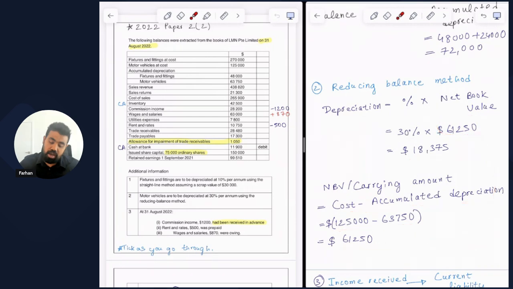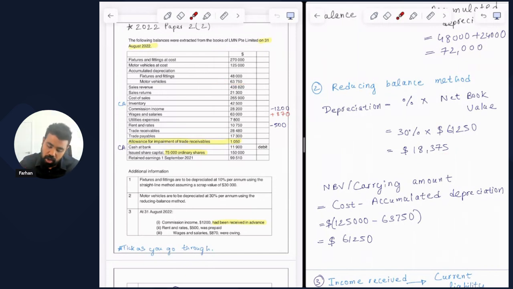$18,375. So in the income statement, you will show the depreciation of motor vehicles to be $18,375, which is also the statement of financial performance. So under other expenses, you need to show this depreciation of motor vehicles as $18,375. And in the statement of financial position, which is the balance sheet, you will show the accumulated depreciation for motor vehicles, which is the total depreciation that will be the addition of this 18,375 for the current financial year ending 31 August 2022 and the previous depreciation of 63,750.